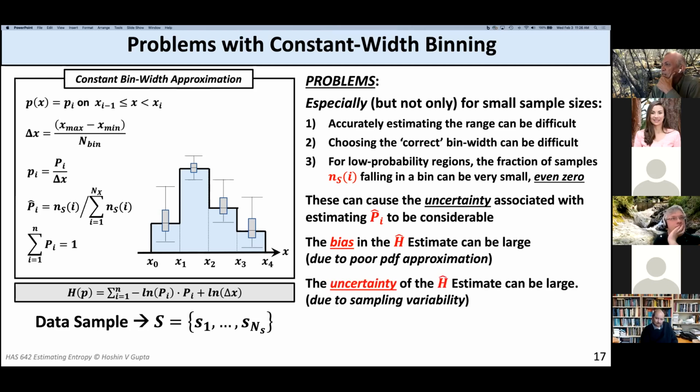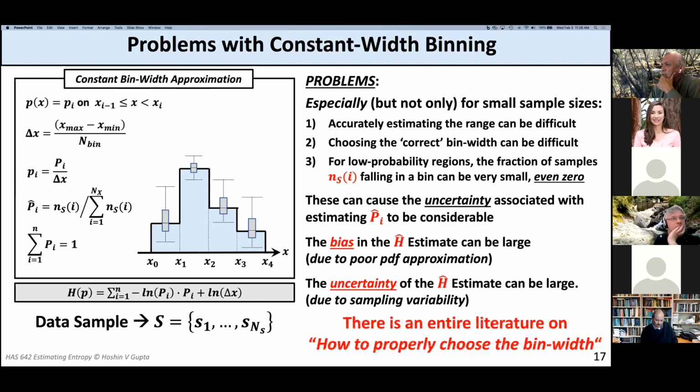It can also cause the uncertainty to be large. And there's an entire literature on how to properly choose bin width that people have published, which people normally use, the Scott bin width and various other things, which are all based on assumptions. So we want to try to do this without making assumptions.